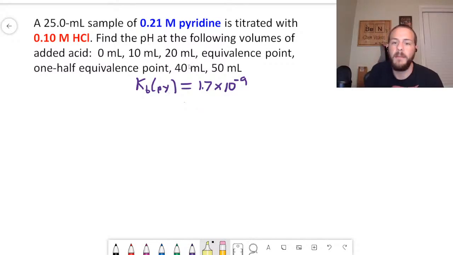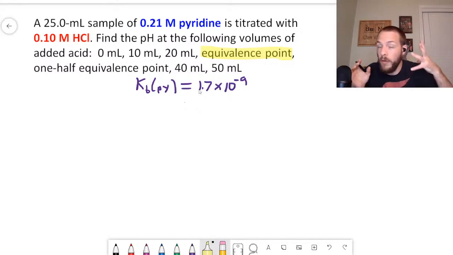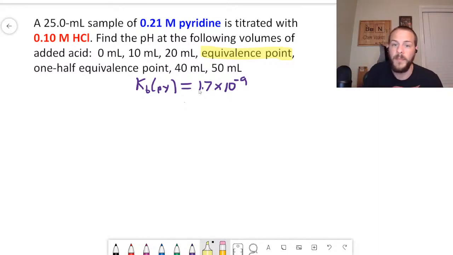All right. So we're going to do equivalence point. We're going to calculate the pH at the equivalence point. Now remember, equivalence point, all that means is that the number of moles of acid that we're adding is equal to the number of moles of base that we have originally in our sample, right? So now I'm an idiot and I deleted the calculation of moles of pyridine earlier, but I guess I'll have to do it over again because I don't remember it off the top of my head.